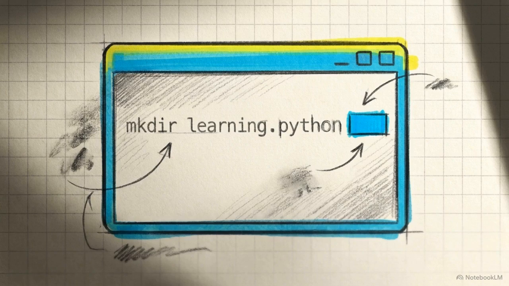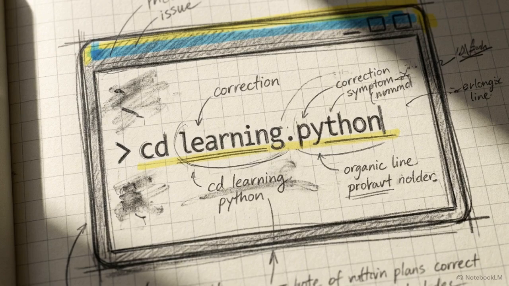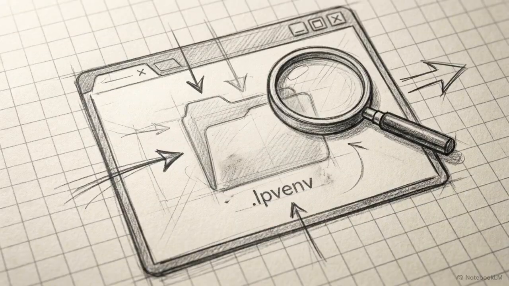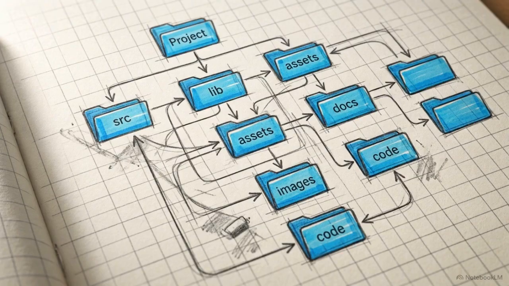mkdir learning_python and pressing Enter. Now move into that folder with the command cd learning_python. To build the actual environment, execute the generation sequence by typing virtualenv .lpenv. On Mac and Linux, the leading dot in .lpenv makes the folder invisible in your File Explorer. This helps keep your project directory organized and free of visual clutter.